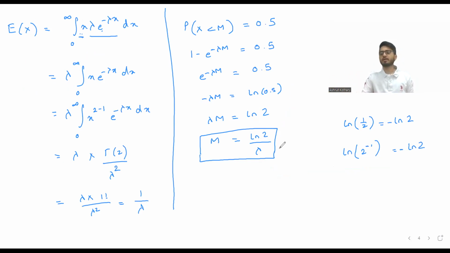This is one way. Alternatively, you can directly find skewness, which will show that my exponential distribution is always positively skewed. As the value of lambda increases, it becomes less and less positively skewed. You can take this down. As the value of lambda increases, it becomes less skewed.